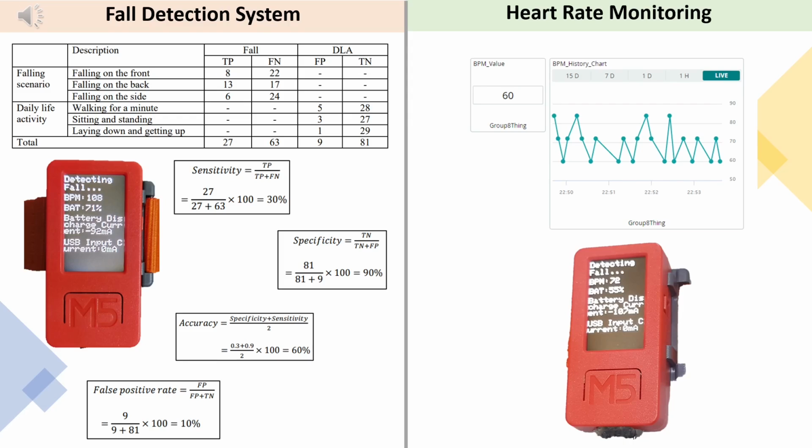To conclude our presentation, a summary of our achievements will be done. As seen in the table on the slide, a series of scenarios were done to test the fall detection functionality of the device. The sensitivity, specificity, accuracy, and false positive rate are calculated. The device is also able to read the heartbeat of a person when a pulse sensor is connected to the device. As seen on the slide, the detected heartbeat pulse will be converted to beats per minute and displayed on the Arduino Cloud IoT dashboard for monitoring purposes.